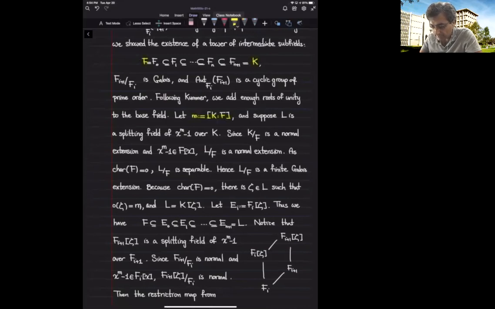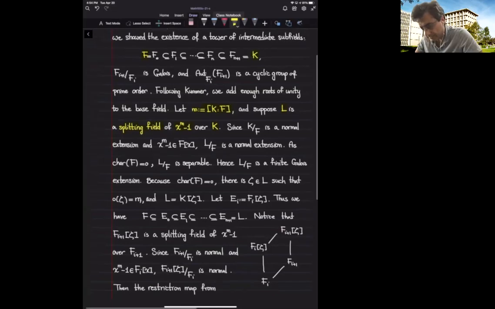Let's suppose that m is the degree of this field extension, and we are going to add the mth root of unity to the base field F. So what does that mean? This means that we are going to look at a splitting field L of K, of the polynomial x to the n minus 1 over K. We'll come back to this and see why it's going to help us a lot.